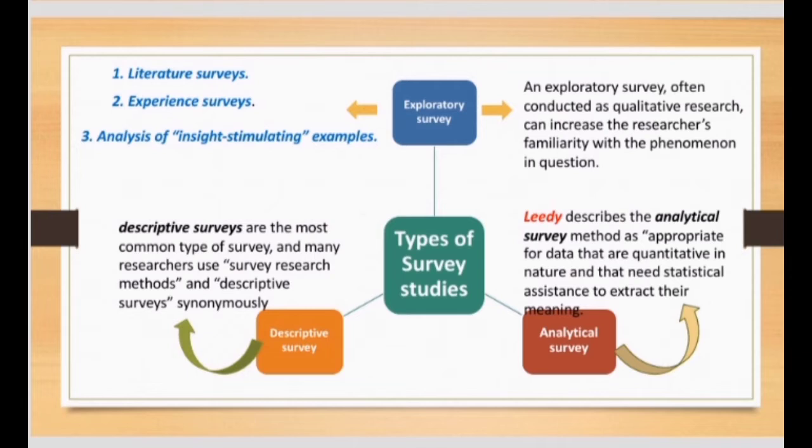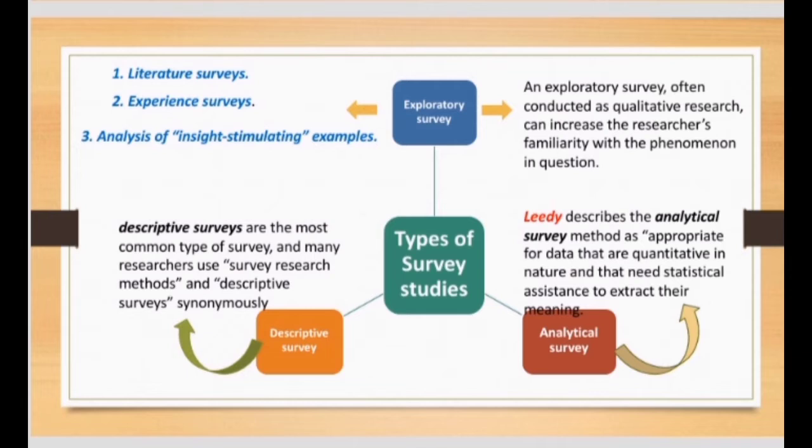There are types of survey research, which include exploratory survey, analytical survey, and descriptive survey. In exploratory survey, the survey, often conducted as qualitative research, can increase the researcher's familiarity with the phenomenon in question. There are specific kinds of exploratory research surveys. They include literature surveys, experience surveys, and lastly, analysis of insight-stimulating examples.